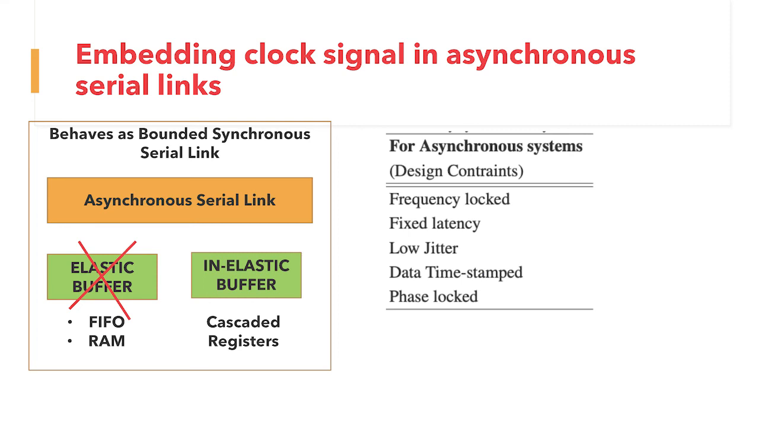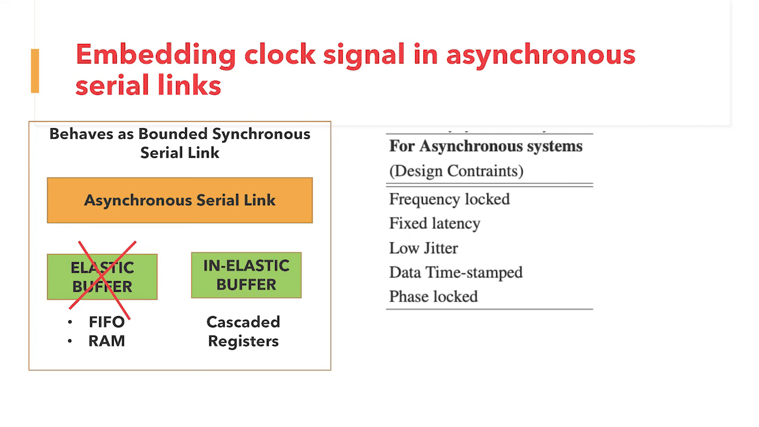Before I go into the fundamentals of how the clock is done, let me give you an example of what types of asynchronous serial links there are. For example, 10 Gigabit Ethernet is an asynchronous link. PCI Express is an asynchronous serial link. These are all different types of asynchronous serial links that you use commonly nowadays. Even USB, Universal Serial Bus, is an asynchronous serial link.